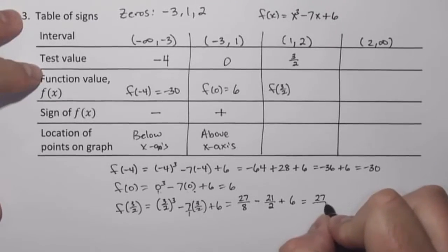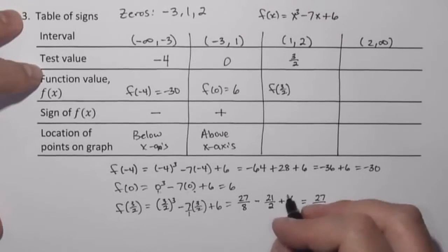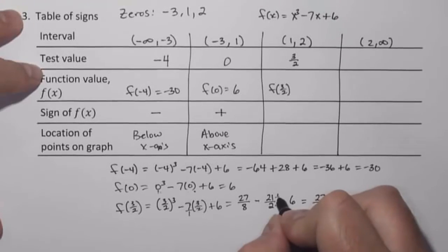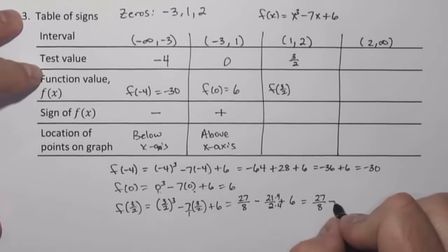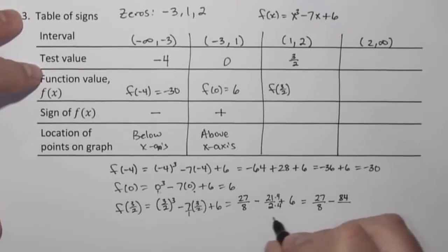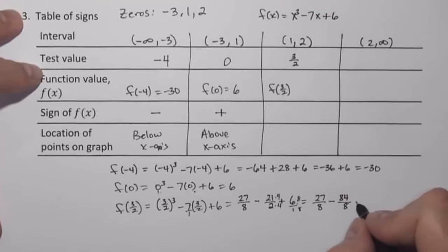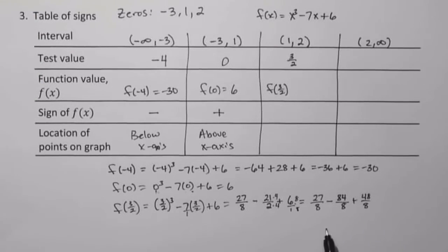So 27 over 8 is going to stay 27 over 8. But to change 21/2 into something over 8, I'm going to have to multiply the top and bottom by 4. So I'm going to have minus 21 times 4 is 84, and 2 times 4 is 8. And then thinking of the 6 as being over 1, I'm going to have to multiply both 6 and 1 by 8. So 6 times 8 is 48, 1 times 8 is 8. So I have 27/8 minus 84/8 plus 48/8.